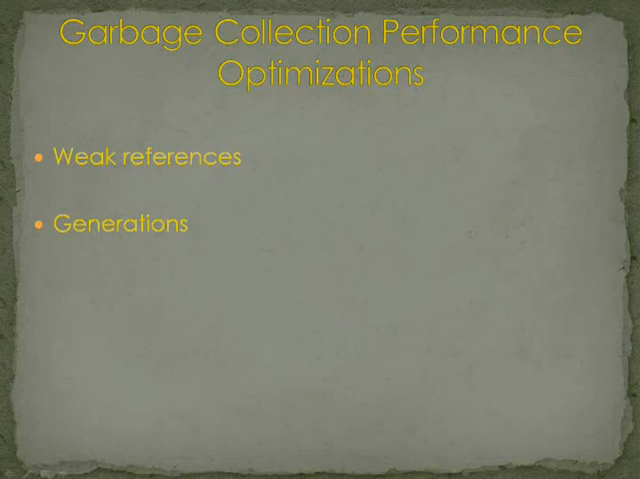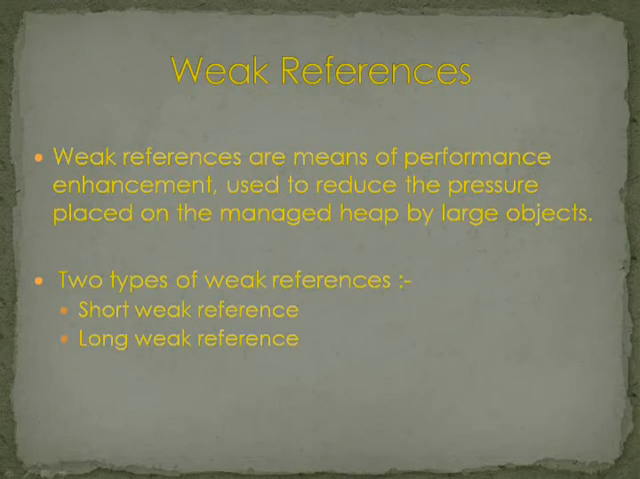There are two types of garbage collection performance optimizations: weak references and generations. Weak references are a means of performance enhancement used to reduce the pressure placed on the managed heap by large objects. When a root points to an object, it's called a strong reference and cannot be collected because the application's code can reach the object.